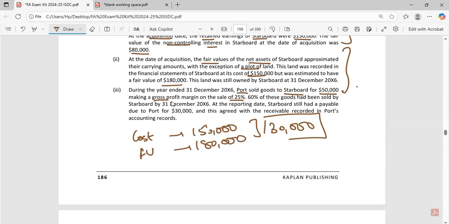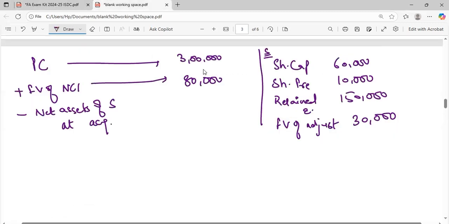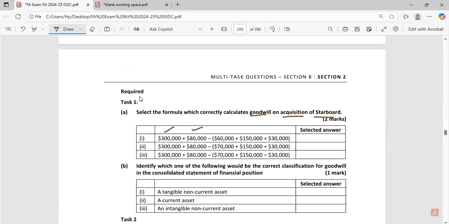Now let's move on to seeing the options which were given over here. In all the three options, we have 3 lakh and 80,000 which we have to add. Now let's see the minus things. We have to subtract 60 plus 10, which is 70,000. Over here we have been given 70,000. Then we have to add the retained earnings, which is 1,50,000, and we have to add the fair value adjustment as well. In this option they have deducted, so we are going to ignore this. We will ignore this as well because they have just taken share capital and not taken the share premium. So I am only left with option number 2. This is my correct answer.